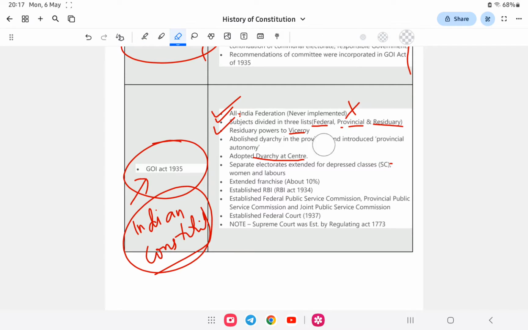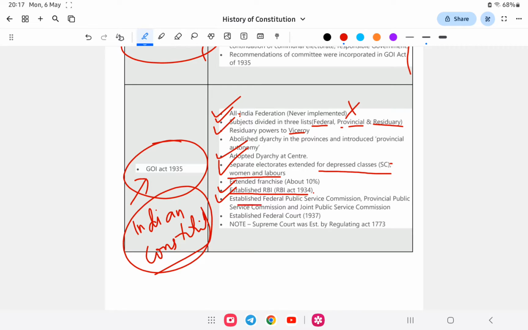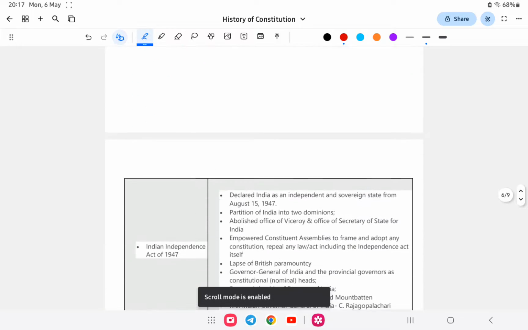So this direct election came to the center, and separate electorates for the depressed classes, women and laborers. The RBI, Reserve Bank of India, was established in 1935, and the Federal Public Service Commission, the Provincial Public Service Commission and the Joint Public Service Commission were established. That means state Public Service Commissions like NPSC all come from the Government of India Act 1935. The Federal Court was also established by the Government of India Act 1935.